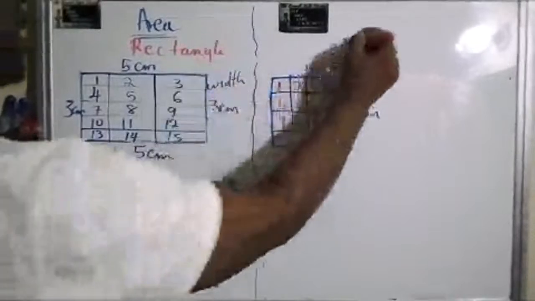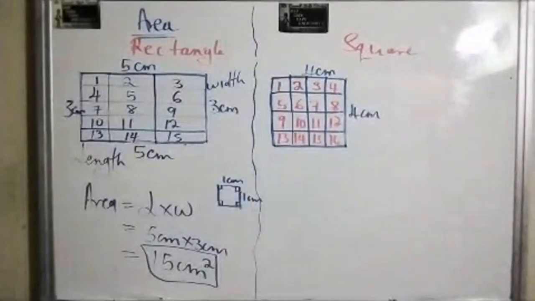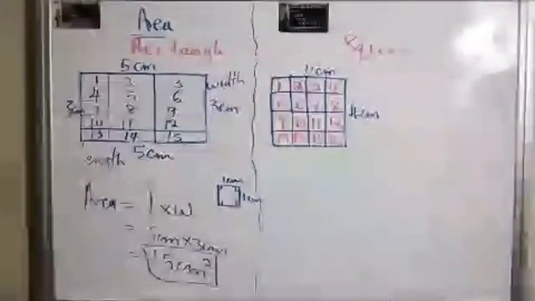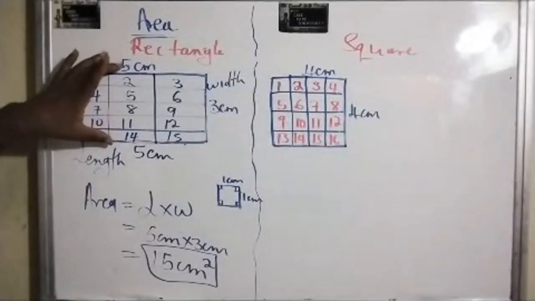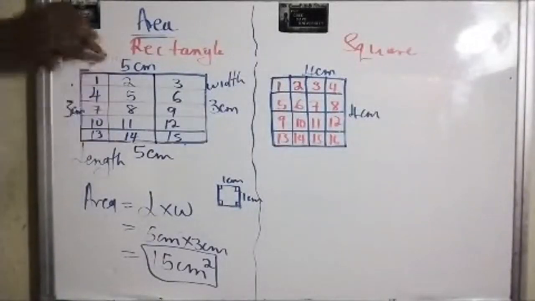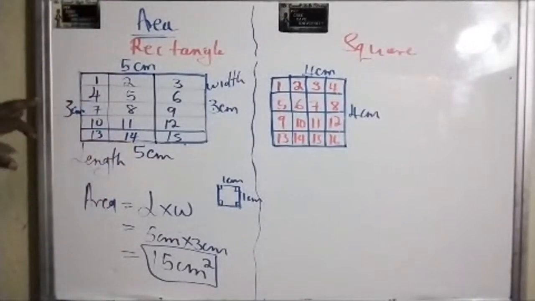While this one is a square. Now let us talk about the difference between a rectangle and a square, just by looking at them. So the rectangle, based on what I'm seeing, has 2 long sides equal, because look, this side is 5 and this side is 5. And 2 short sides equal.